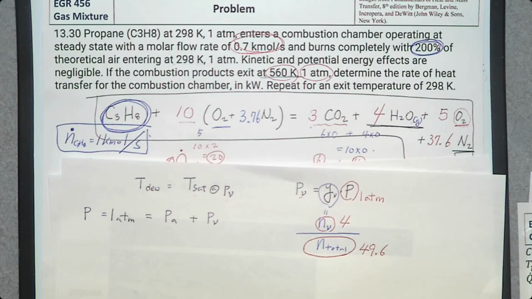So T sat at the partial pressure of water vapor. So I'm going to say just vapor pressure. So the saturation temperature at the vapor pressure is the dew point temperature. Then we need to determine the vapor pressure. How do we determine the vapor pressure? The mole fraction of vapor times the pressure. Pressure is 1 atm. Then how do you determine the mole fraction? N of water over N of everything.